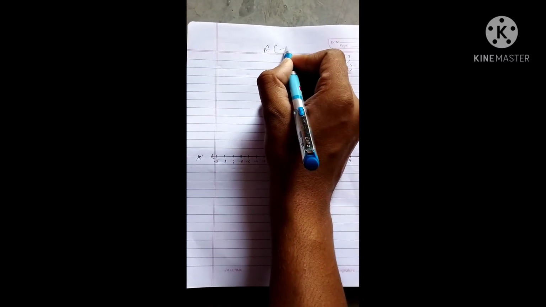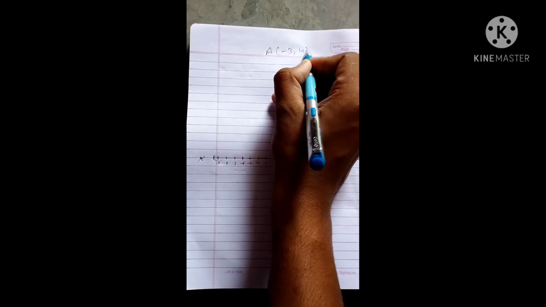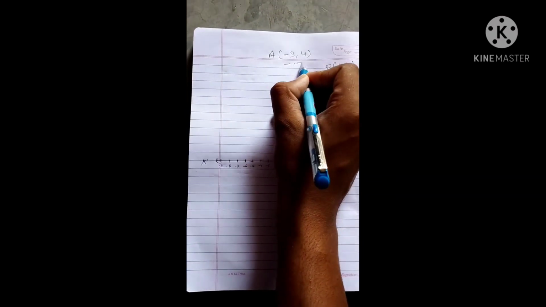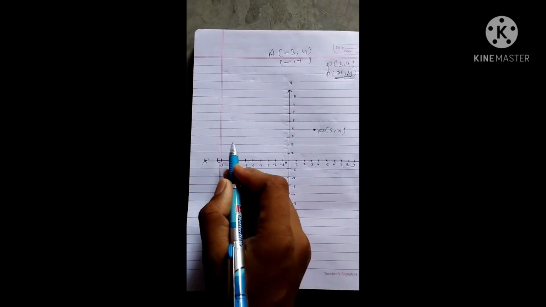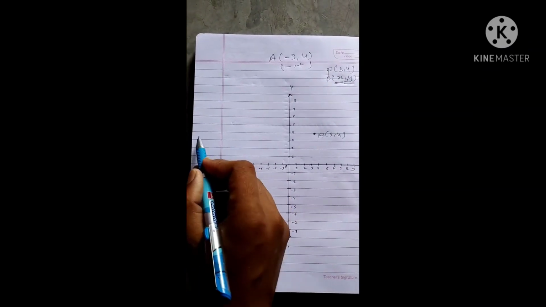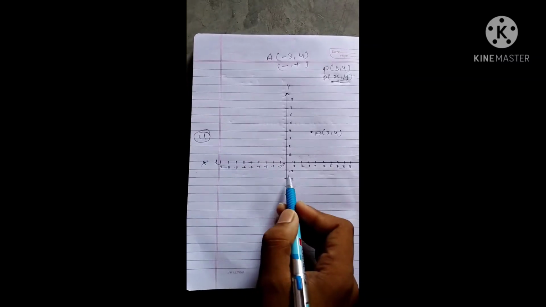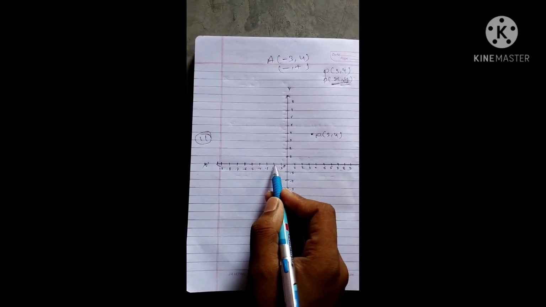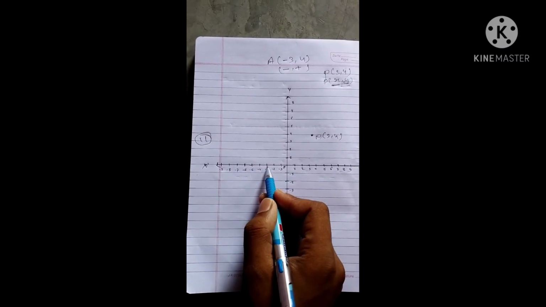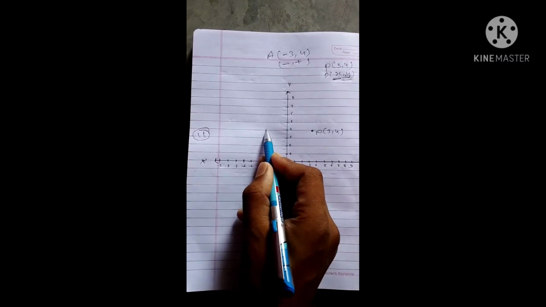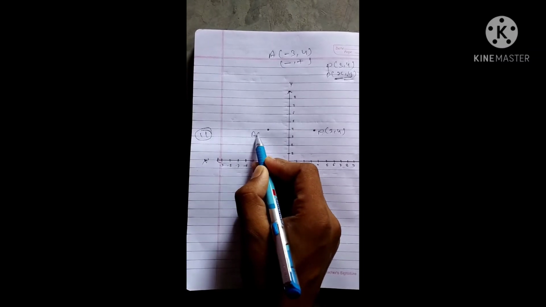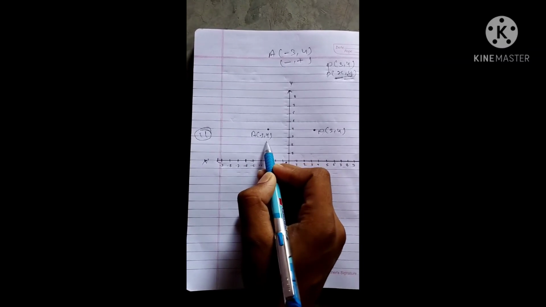Now we are taking another example. A (-3, 4). It means the sign is minus plus. It means we have to go to this quadrant, second quadrant. Minus 3, 1, 2, 3. Minus 3. Then positive 4, 1, 2, 3, 4. This means A equal to (-3, 4).